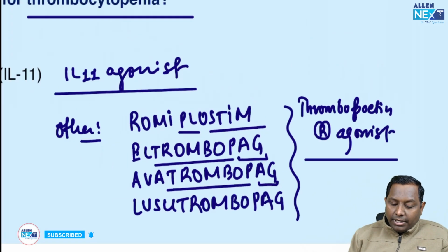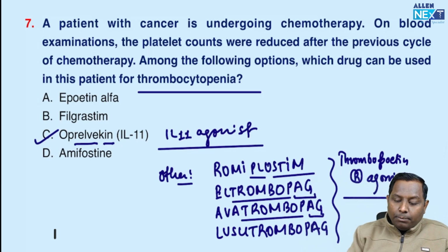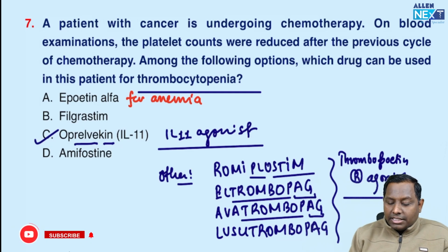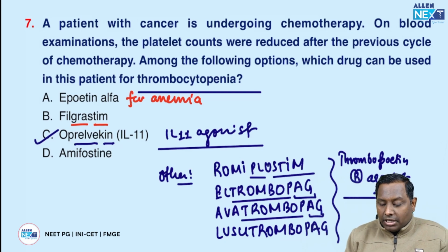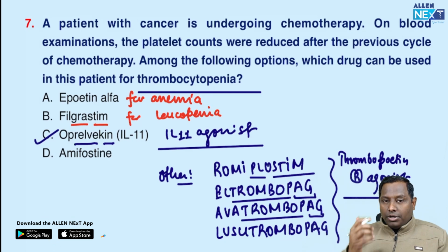Interleukin 11 agonist will be 11, interleukin, in the name itself, oprelvekin. Okay. Epoetin alpha and darbepoetin alpha can be utilized if there is a case of anemia. If there is anemia, we will use these. Filgrastim is a granulocyte stimulant; see in the name, these are drugs that stimulate granulocytes. So filgrastim can be utilized if there is a case of leukopenia, chemotherapy-induced leukopenia or leukopenia due to some chronic condition.